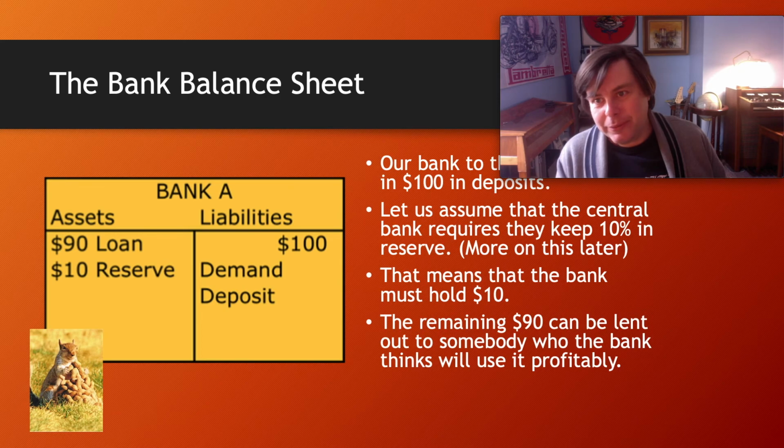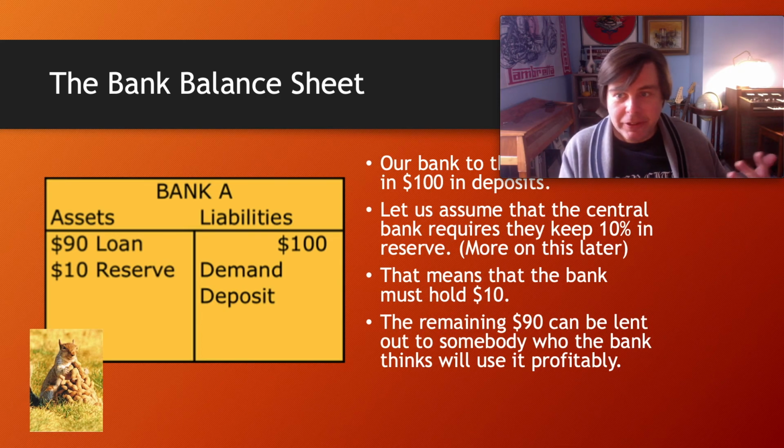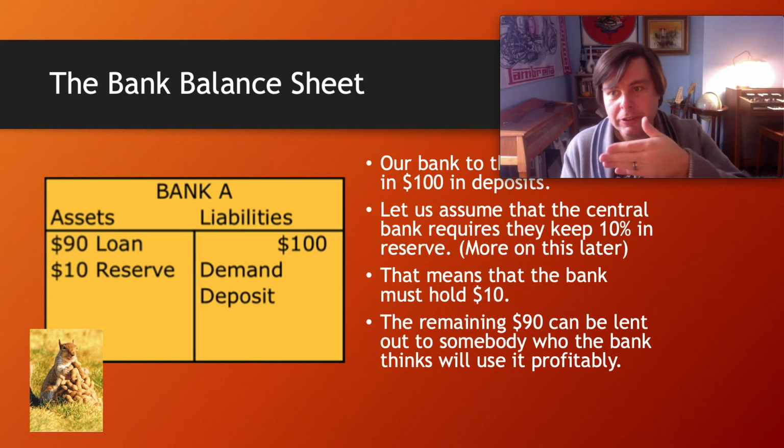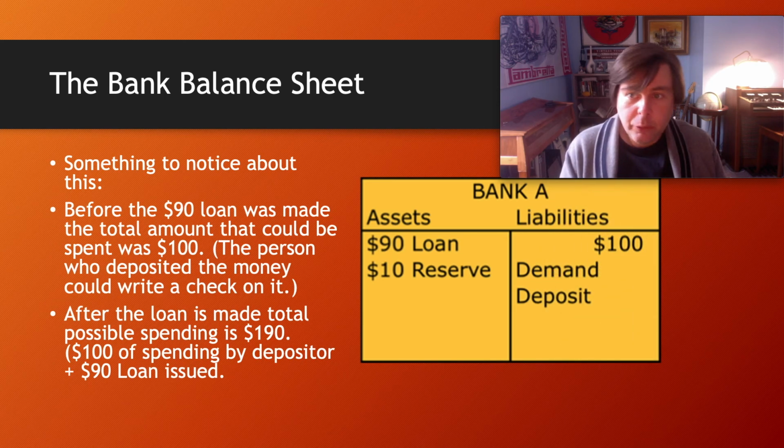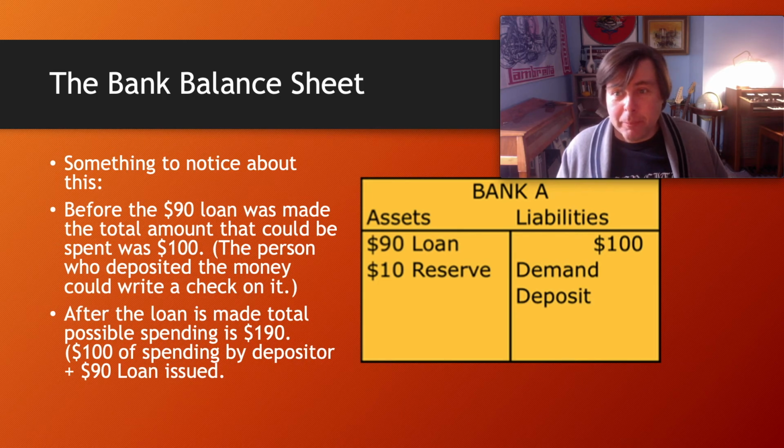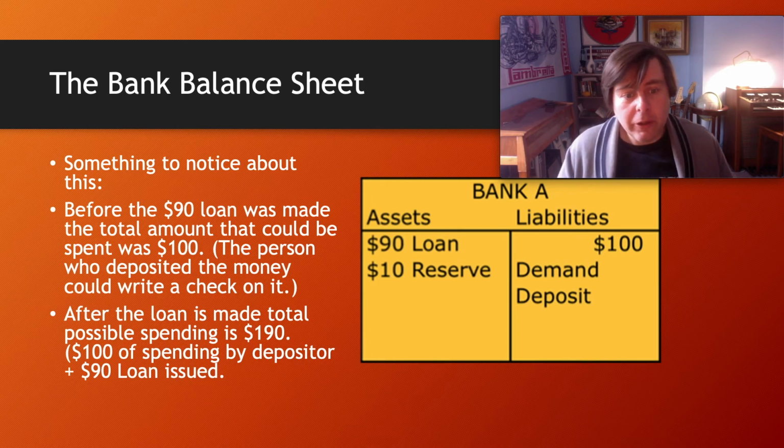So let's say the situation is like this. On a $100 deposit, they have to hold 10% or $10, and the remaining $90 can be lent out. Then the bank's balance sheet looks like what we see over here. Now, the reason you get a loan is to spend it. Nobody gets a loan to save the value of the loan, that'd be silly. But the minute the loan was made, now there's $190 of purchasing power.